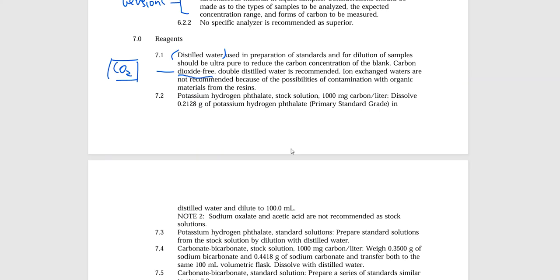All right. Then it says ion exchange waters are not recommended because of the possibilities of contamination with organic materials from the resins. This is how our deionized water works. Deionized water does not get boiled. It does not recondense or condense. It does not get collected. We are not removing any type of organic material at all. We are simply removing the ions. And an ion is something that is positive or something that is negative. So we are removing those things from the water sample.